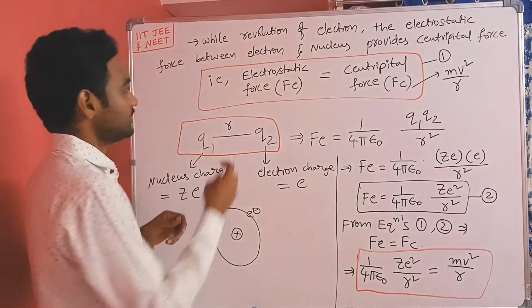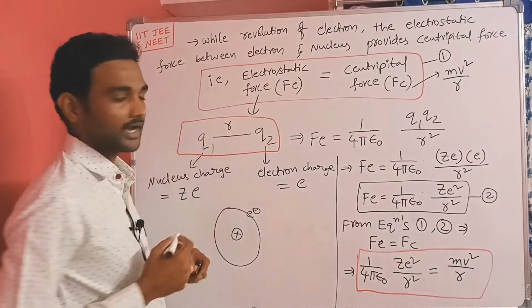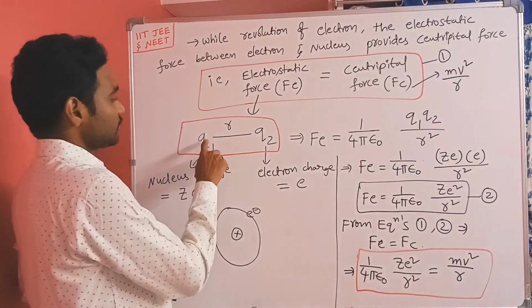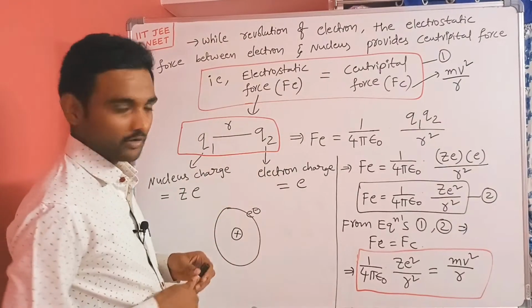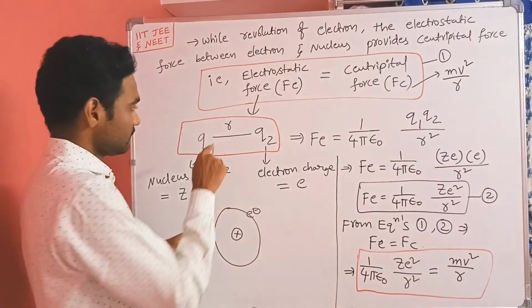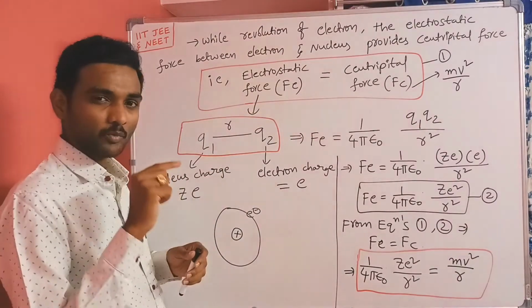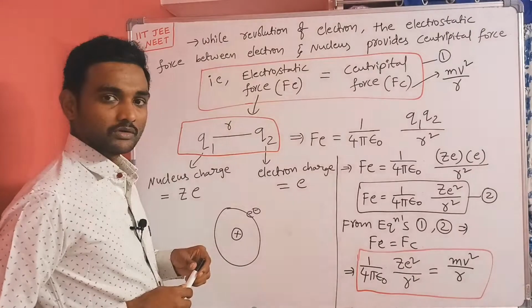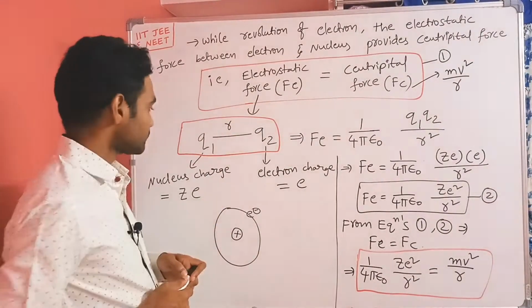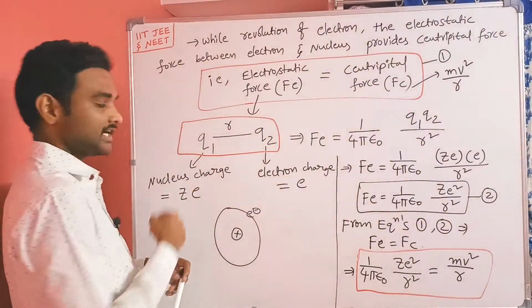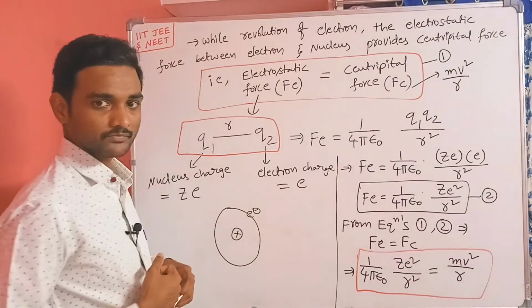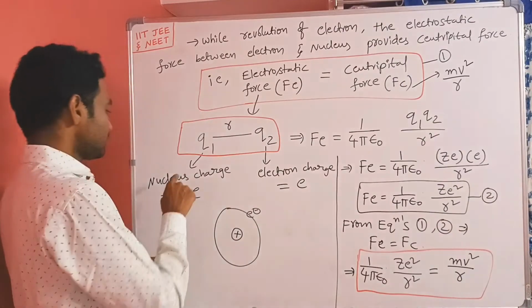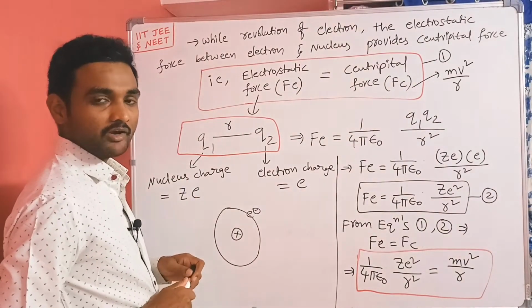Now let me calculate the electrostatic force Fe. Here Q1 and Q2 are two charges separated by a small distance r. Q1 is the nucleus charge and Q2 is the electron charge. The electron charge we know very well, that is e. Here the nucleus charge you have to calculate. How can you calculate the nuclear charge?